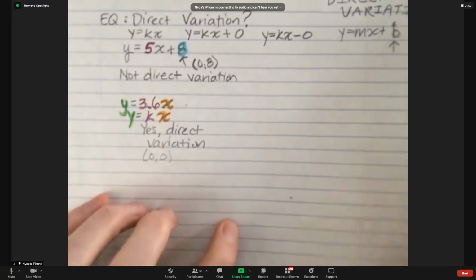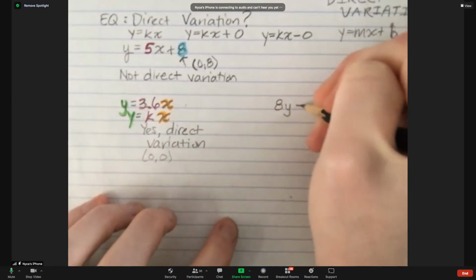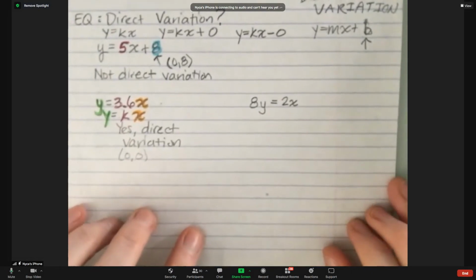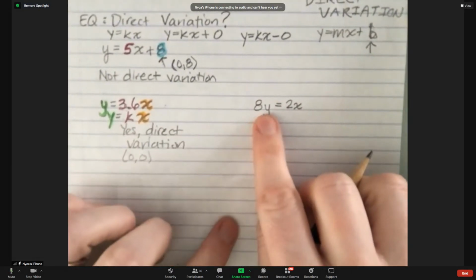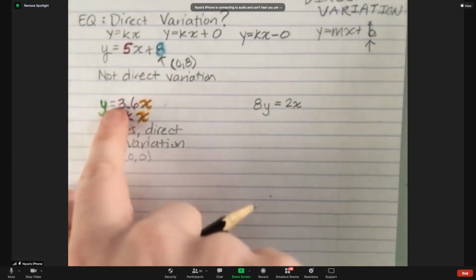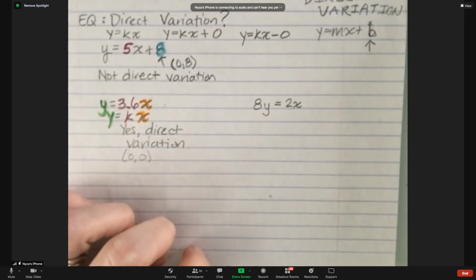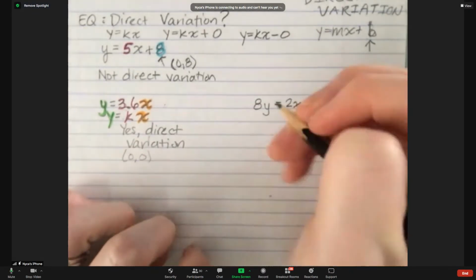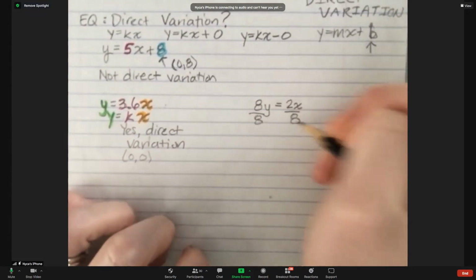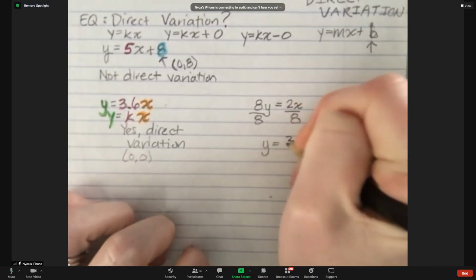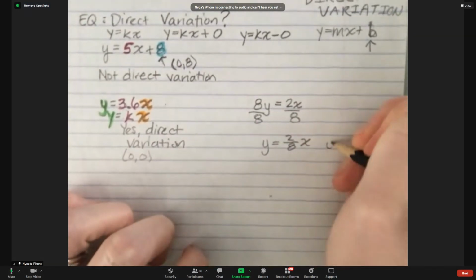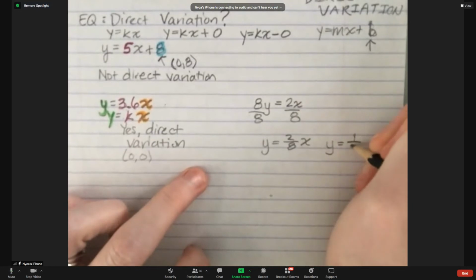All right, then let's just say we had an equation like this. 8y equals 2x. Well, notice that we have a number next to the y. You have to use inverse operation to get y by itself. You can never leave a number next to y. So how would I move that 8? Well, since it's multiplied by 8, divide by 8. So you're just doing inverse operation. So now this is y equals 2/8 x, which simplifies to y equals 1/4 x.